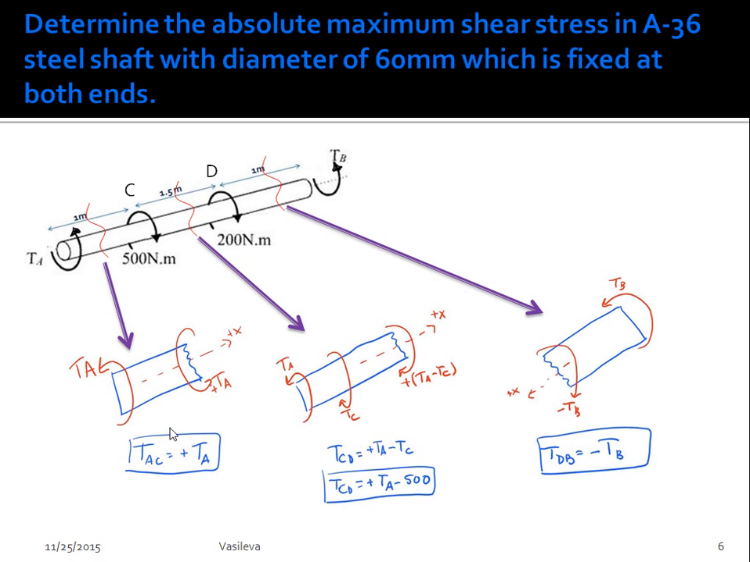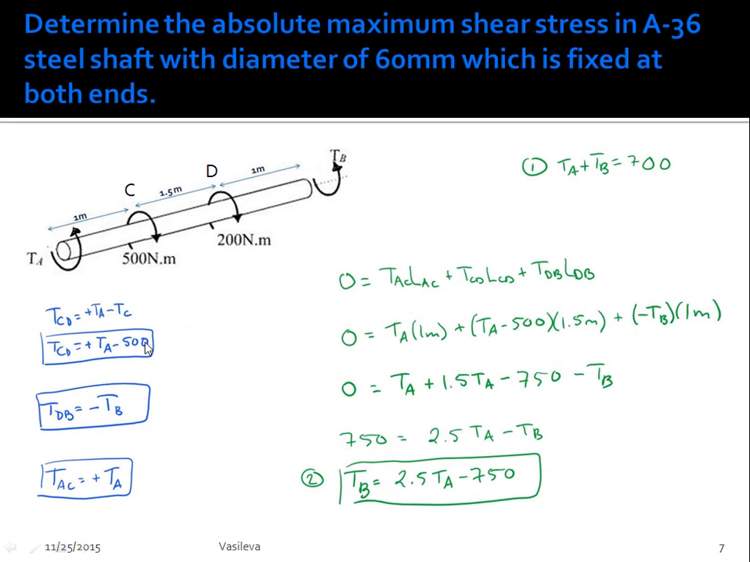Alright, so now we have our three sections with our three different torques in each section. So here I just rewrote them again. So I go back into the equation that I determined from angle of twist, and I just plug all of my unknowns in there and the distances. So we're given the distances, that's the easy part. So for TAC, I plug in positive TA. For TCD, I plug in TA minus 500, and for TDB, I plug in negative TB. So I end up with another equation which has two unknowns, which is perfect because now we have our original equation for the full body and we have a second one that has two unknowns.